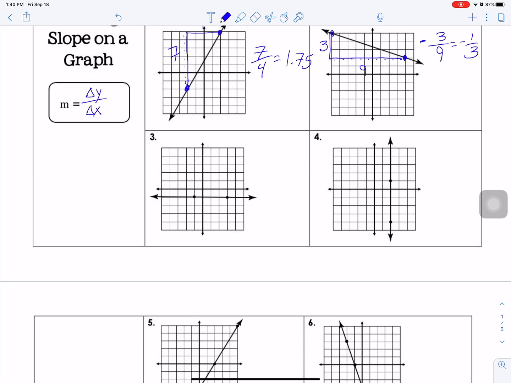And this is an example of a zero slope. If I look, it's going up 0 and it's going over 4, so that'd be 0. And the last one's undefined here because I can't divide by 0. So I can't say it's going up 5 and over 0. We're not allowed to divide by 0 because there's nothing I can multiply 0 by to get back to a 5, because anything times 0 is 0. So this is why it's undefined.